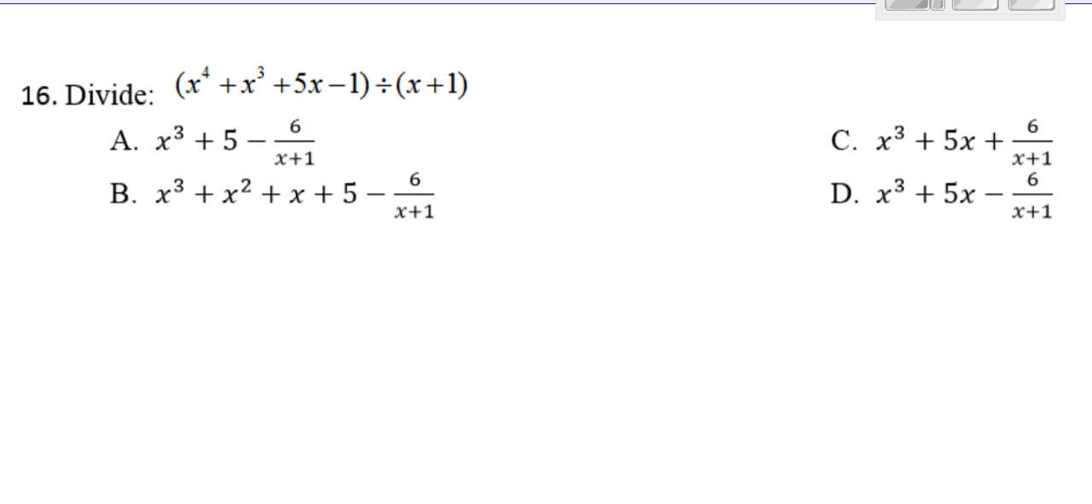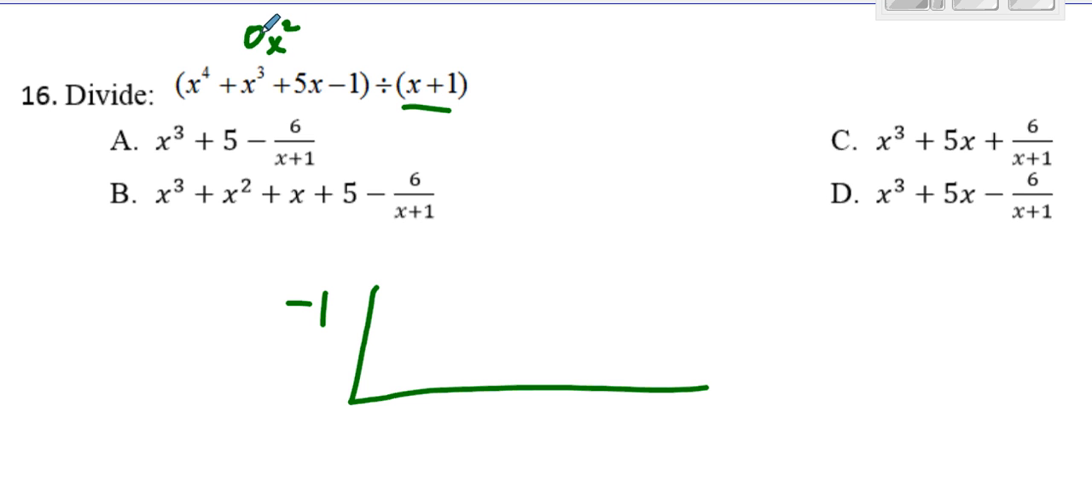So this is another division question. Since we're only dividing by x plus 1, we're going to do synthetic division. So when you do synthetic division, you got to change that sign. Change that to a negative 1. And make sure you're not missing any terms. So since we've got x squared missing, you got to remember to put a 0x squared. So we put a coefficient 1, 1, 0, 5, negative 1.